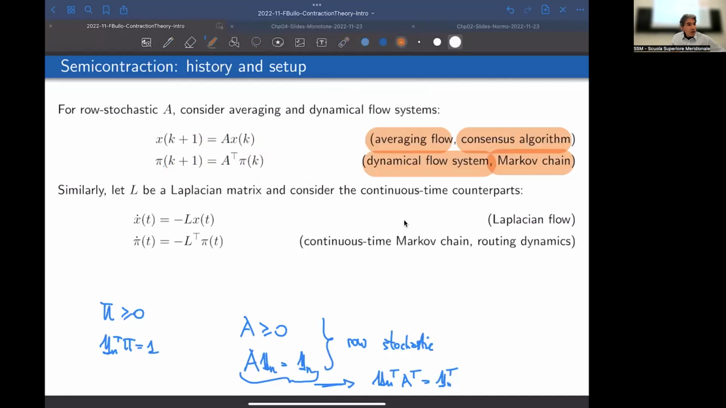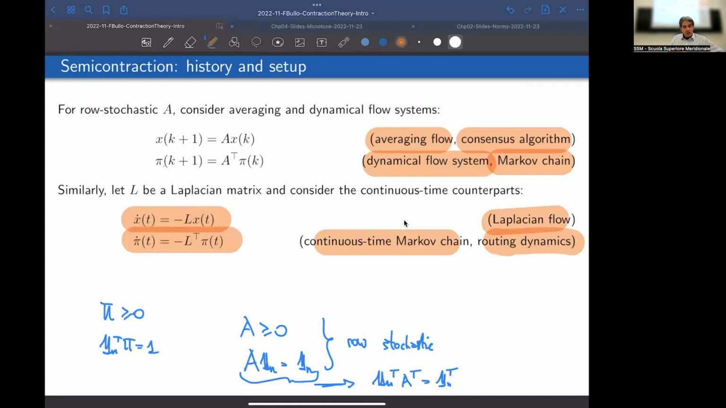If you go to continuous time, then the same two dynamical models are defined by a Laplacian matrix L. So you can study x dot equal to minus Lx or pi dot equal to minus L transpose pi. The reason for the minus sign I gave you an hour ago: Laplace defined the L in a certain way and we stuck with the minus sign. The first is called the continuous time averaging or the Laplacian flow. And the second is a continuous time Markov chain. People also call this a routing dynamics and so on.